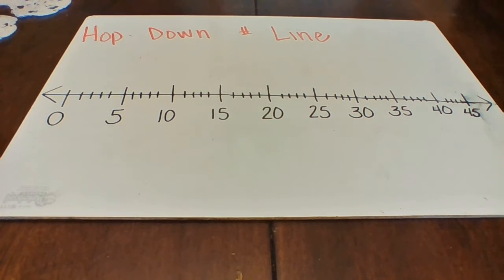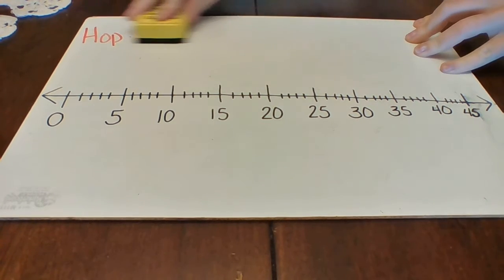All right, my friends, we're going to talk about a division strategy today. This one is hopping down the number line. When we hop down the number line, we're going to start at a number. We're going to jump backwards until we get to 0. So let's start with a division sentence.